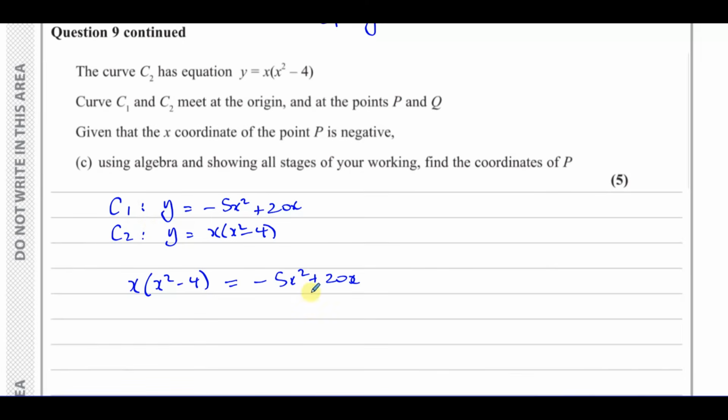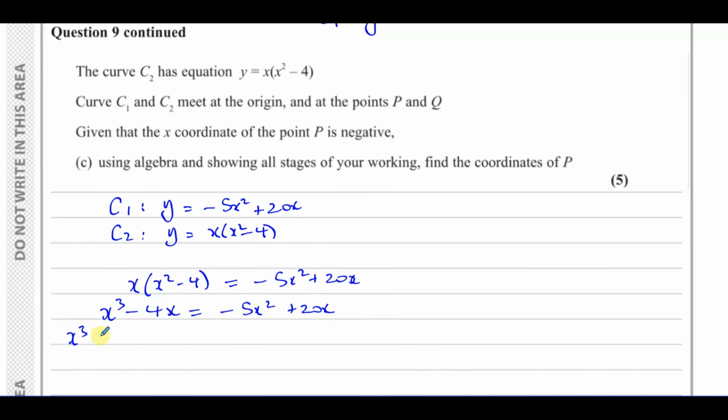So that's how we solve simultaneously. So now we can try to solve this by expanding this bracket. So you have x cubed minus 4x equals minus 5x squared plus 20x. Now if we bring everything on one side of this equation to find its solutions, which will tell us where they intersect, we've got x cubed on this side.